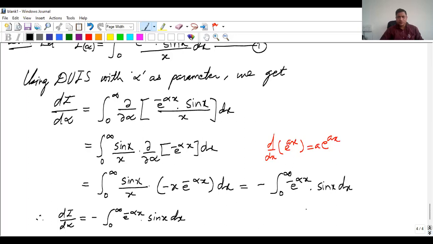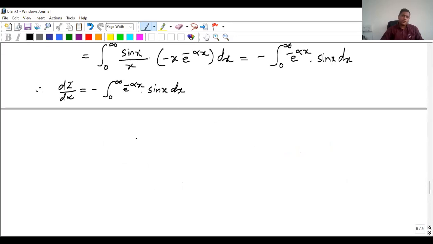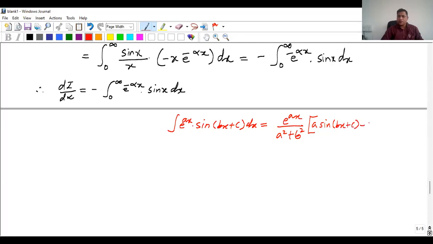Are you getting this? Yes, sir. Okay. So now we have to integrate this. So what is the formula? We have integral e raised to ax into sin of (bx plus c) dx is equal to e raised to ax upon a square plus b square, into a sin of (bx plus c) minus b cos of (bx plus c). So this is the formula for the integration.